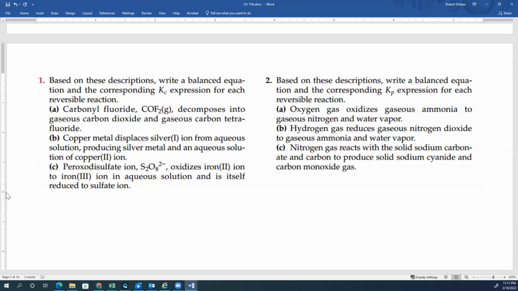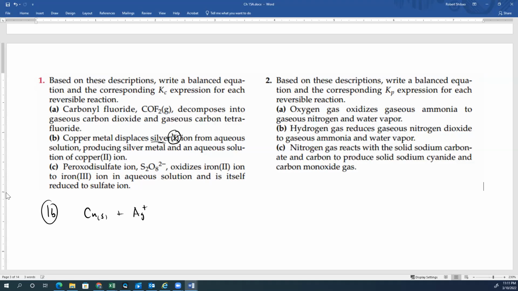So, for example, 1B. A lot of people are saying copper metal. Copper metal is always Cu solid. It displaces silver ion. Normally we don't need this Roman numeral. Silver only has 1 charge, so we don't need the Roman numeral. I don't know why they wrote the Roman numeral there.